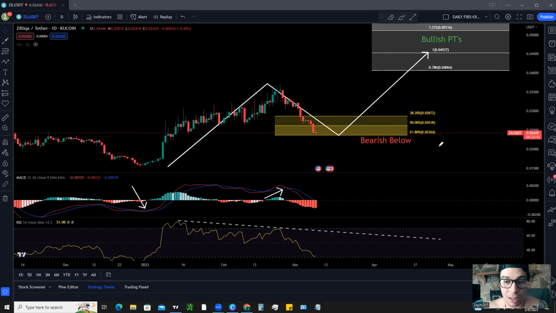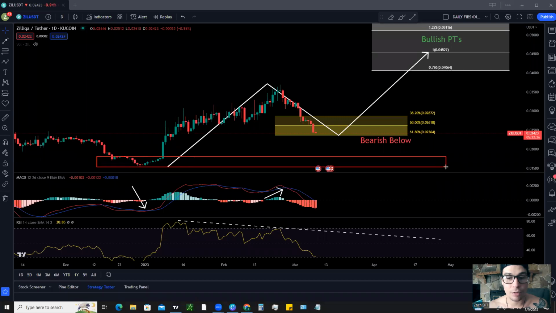0.02364 is really going to be the level that you want to pay attention to. That's our 61.8% level. If we break below there and flip it to resistance from support, most likely we're going to get a retest of some of our previous lows in the range down we have in through here. This is pretty much the range that we would look to be coming down and testing.